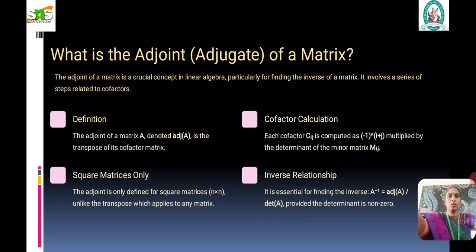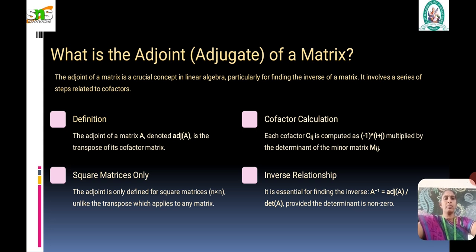Then we can move on to the adjoint of a matrix. The adjoint of a matrix is normally used in linear algebra, and we can also find the inverse of a matrix using the adjoint. The inverse formula is A inverse equals 1 by modulus of A into adjoint of A. For the inverse of a matrix we have to know what is meant by adjoint of A. The adjoint of A is denoted by adj.